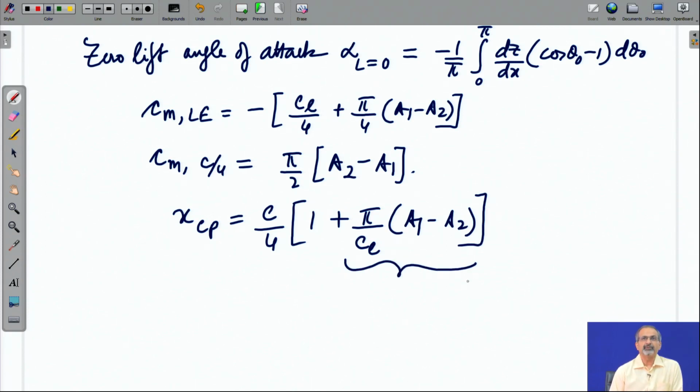So, finally, what we find is that the thin airfoil theory can be extended to both symmetric and cambered airfoils, and we can find out all the relevant aerodynamic parameters of interest.